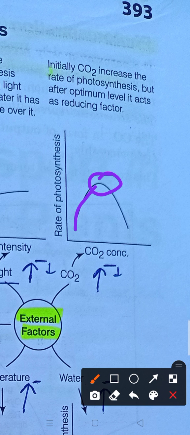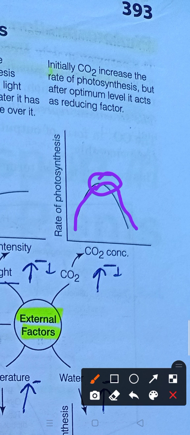stage, afterwards what happens, it reduces the process of photosynthesis. शुरू में ये रेट इंक्रीज़ करता है, अगर कार्बन डाइऑक्साइड का कंसंट्रेशन बढ़ेगा तो रिएक्शन बढ़ेगी, बट एक ऑप्टिमम लेवल पे जाने के बाद अगर कार्बन डाइऑक्साइड बढ़ भी जाता है, if concentration of carbon dioxide will increase, what will happen, it will show the degradation of the process, or decrease the rate of photosynthesis.